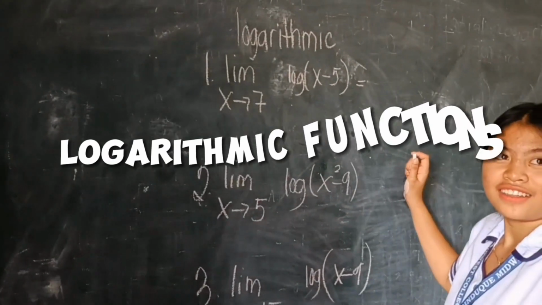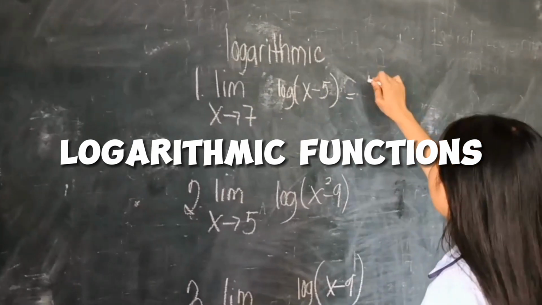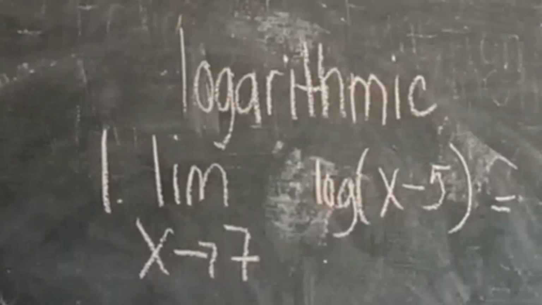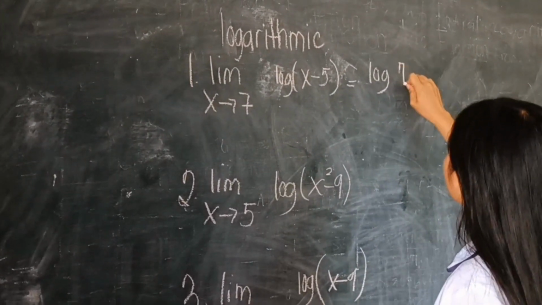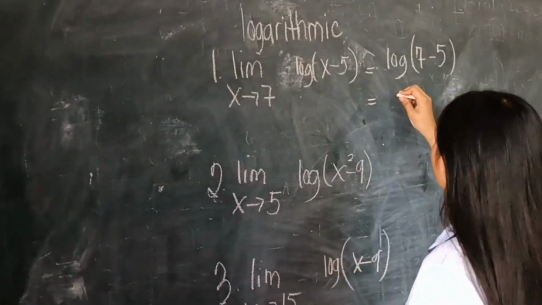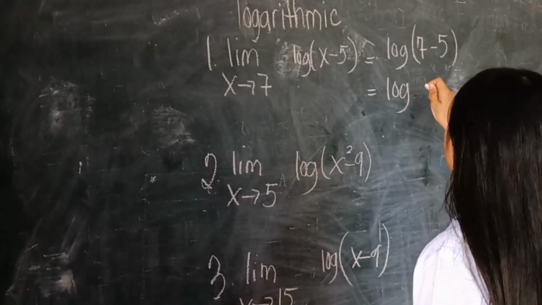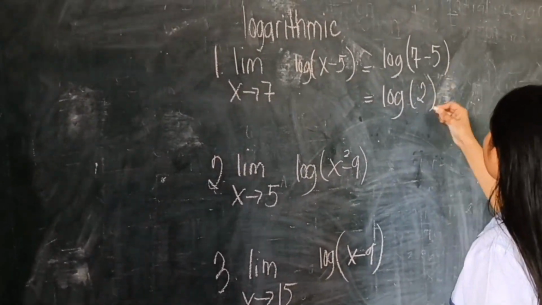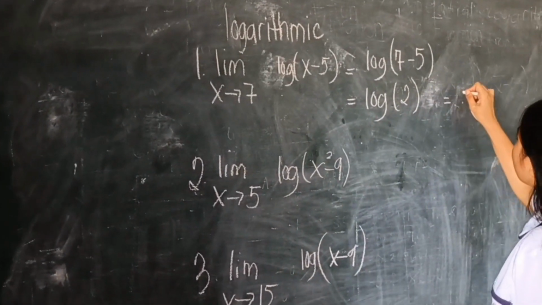The next topic is limits of logarithmic functions. The first example is the limit as x approaches 7 of log of (x minus 5), which is equal to log of 7 minus 5. So the answer is log of 2, which is equal to 0.3. So the answer is 0.3.